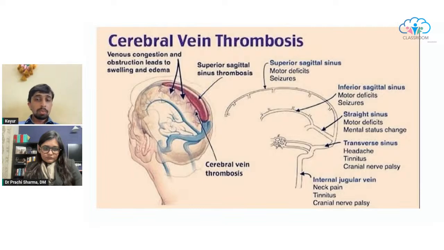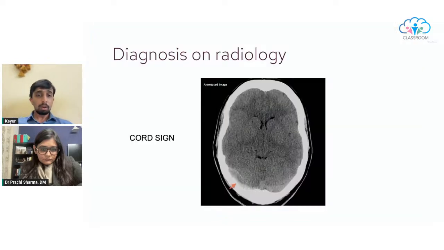When it comes to the transverse sinus, it will usually involve a temporal lobe. So as a result, the patient will have headache. When it involves the drainage of the posterior fossa veins and the tentorial veins, it will cause tinnitus as well as cranial nerve palsies. When the internal jugular vein is involved, it will cause neck pain, tinnitus, and cranial nerve palsies. So these are the kind of presentations the patient will have depending on the sinus involvement.